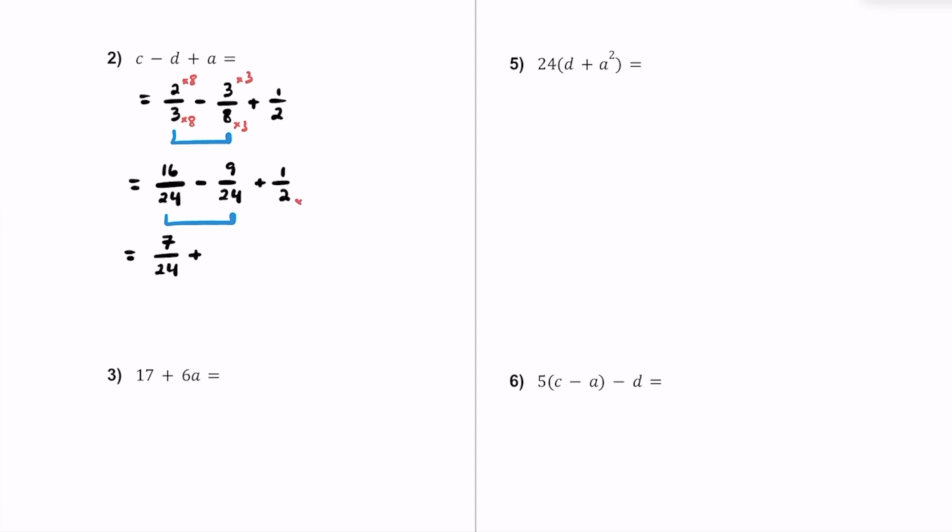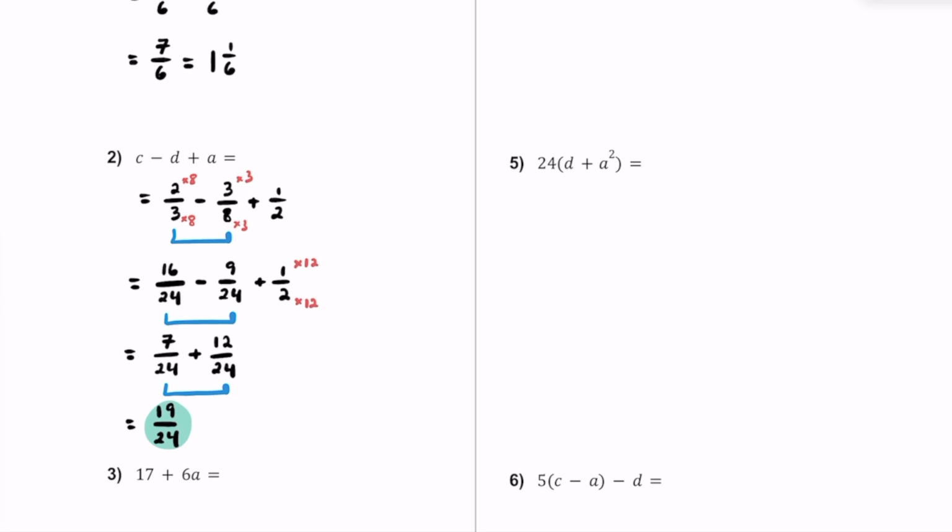Now, instead of writing 1/2, let's make this 1/2 into 24ths as well. So let's do times 12 on top and bottom. So that's going to be plus 12 over 24. That's the same thing as a half, right? So if you add 7 over 24 and 12 over 24, we should get 19 over 24. This right here would be our answer. I'm actually going to go back and highlight our answer for number 1 as well here.